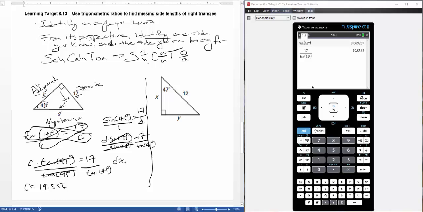So d is fraction 17, trig sine 41 degrees, which is about 25.912.